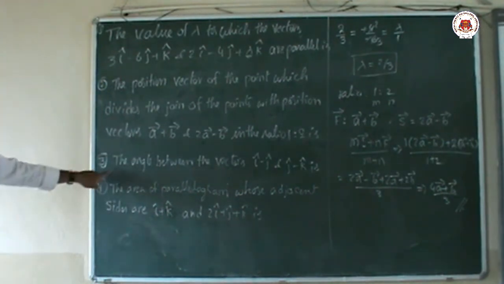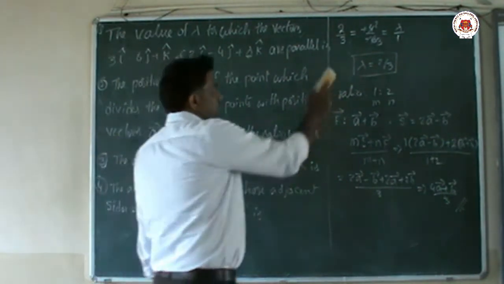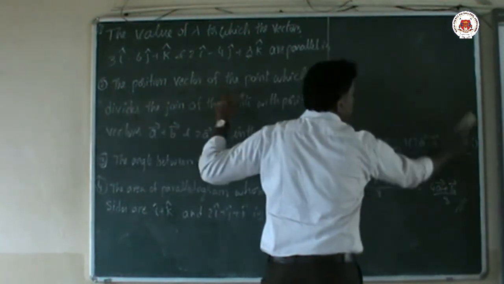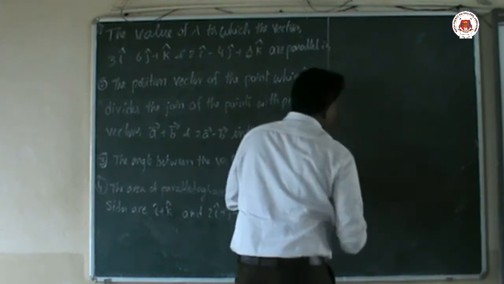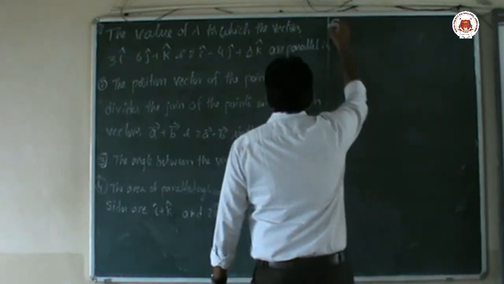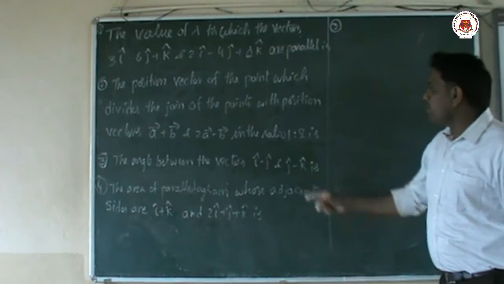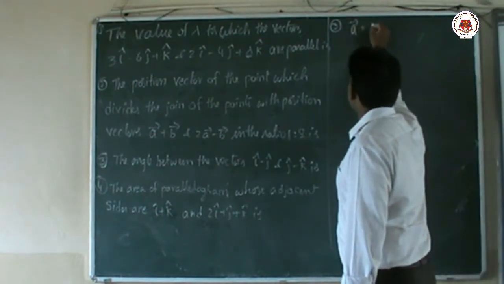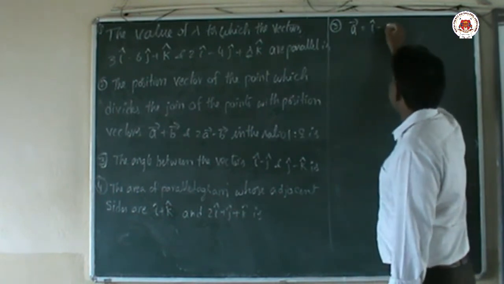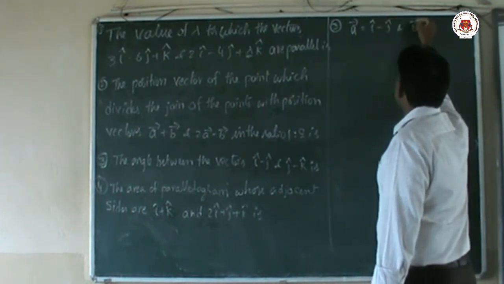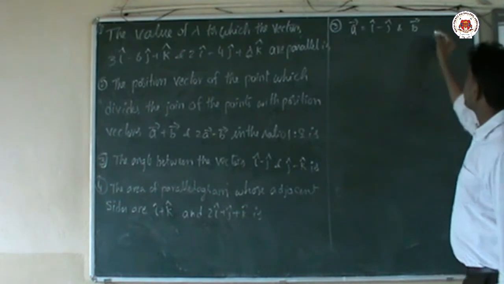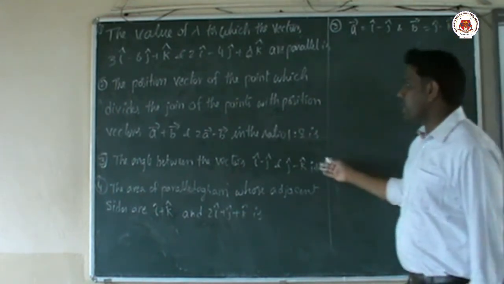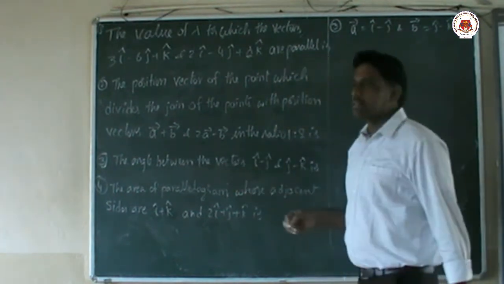Now we will go to the third one, the angle between the vectors. Here I am doing them one by one. The third question I am going to solve here is the angle between the vectors. Two vectors are given. Assume that the first one is the a vector, i cap minus j cap, and the second one is the b vector, j cap minus k cap. He is asking for the angle between the vectors.